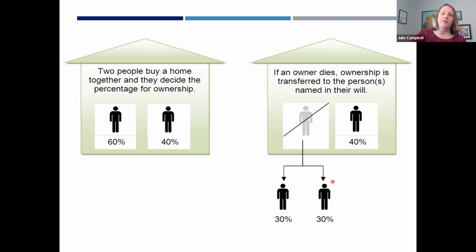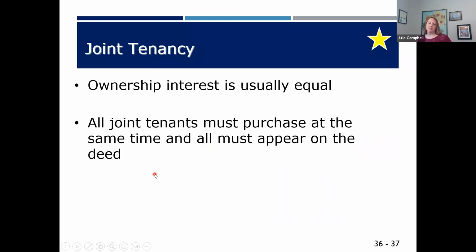Another form of concurrent ownership is a Joint Tenancy. In Joint Tenancy, ownership interest is usually equal. 4 people own it, 25%, 25%, 25%, 25%. Ownership interest is usually equal. And in Joint Tenancy, we have something called the 4 unities. We're going to talk more about that in just a second.